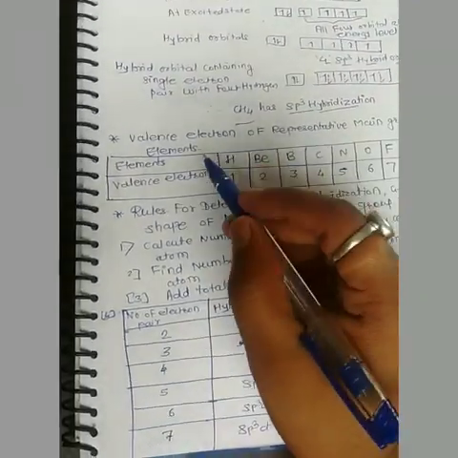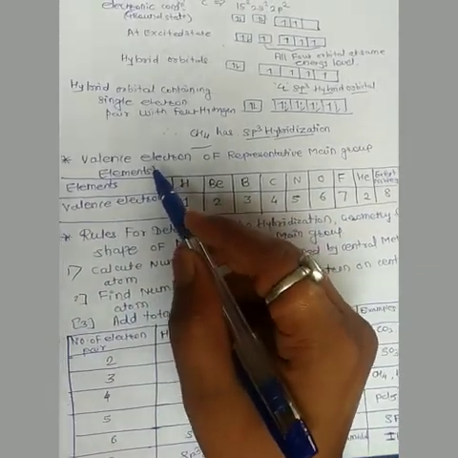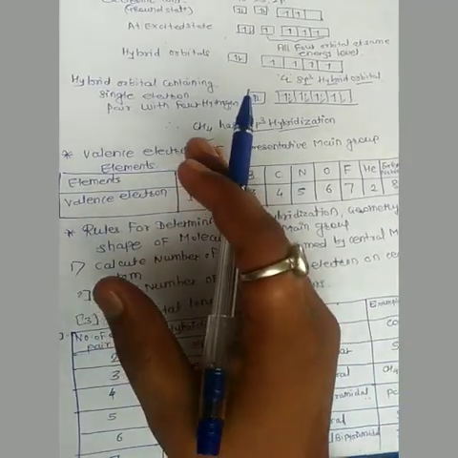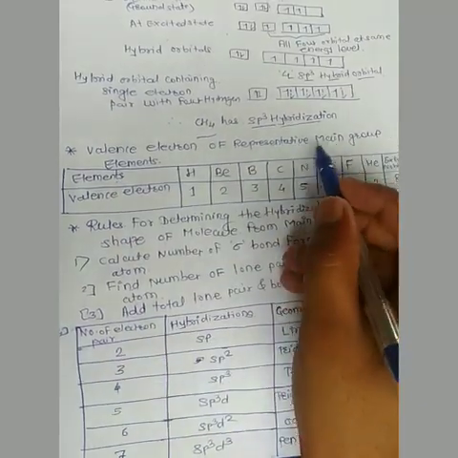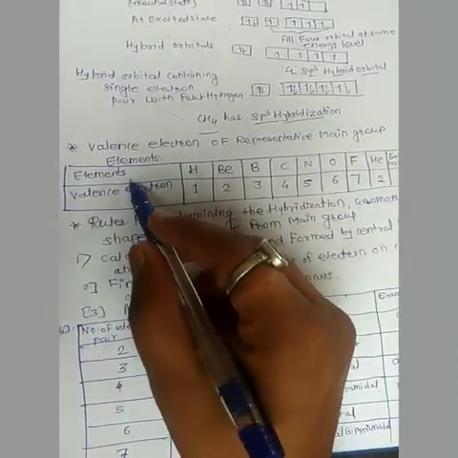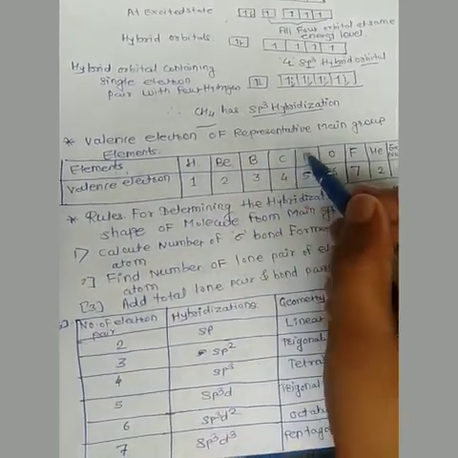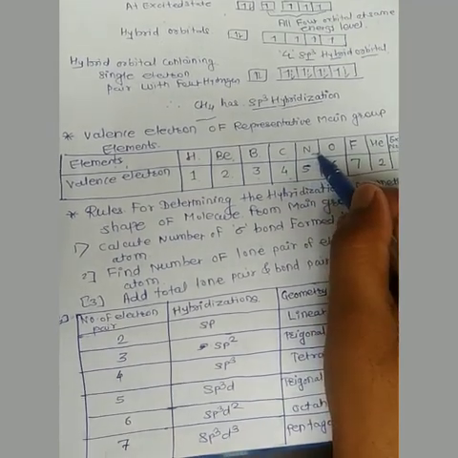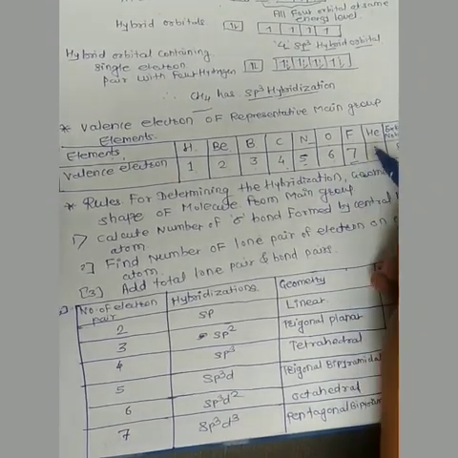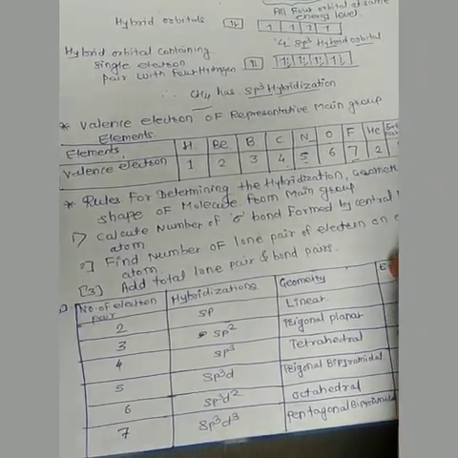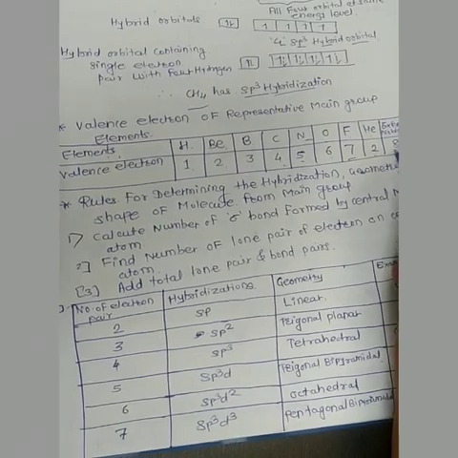For finding the hybridization, we first have to know the valence electrons in each main group element. We have considered representative main group elements here. Hydrogen has 1 valence electron, beryllium 2, boron 3, carbon 4, nitrogen 5, oxygen 6, and fluorine 7. Helium has 2 valence electrons, and the noble gases other than helium have 8 valence electrons.